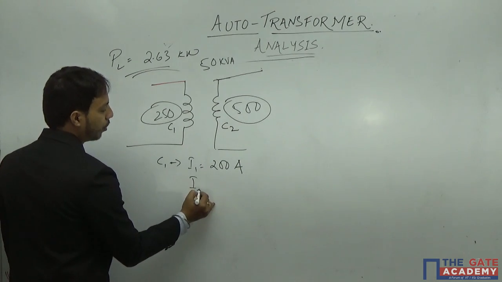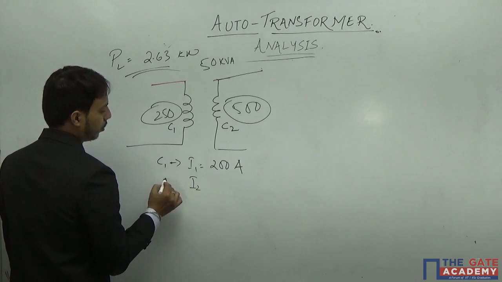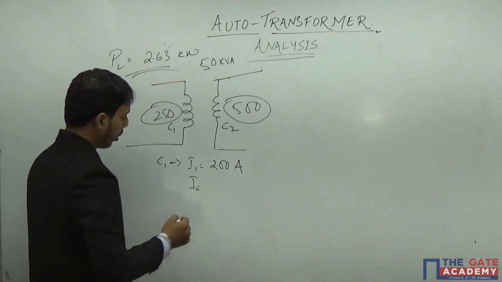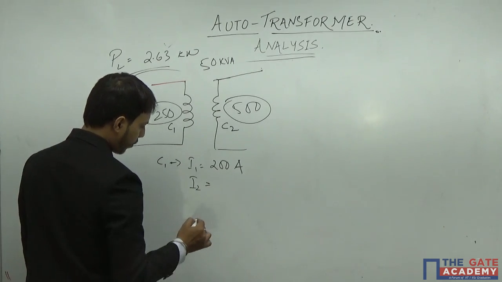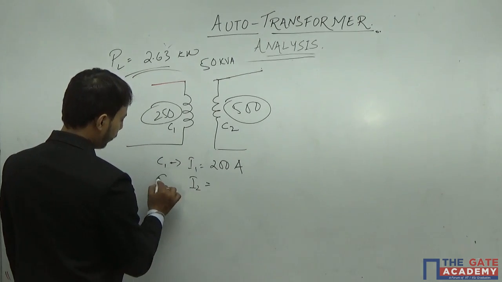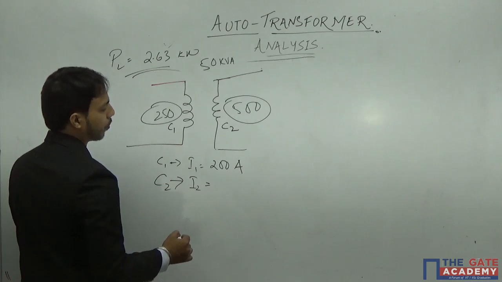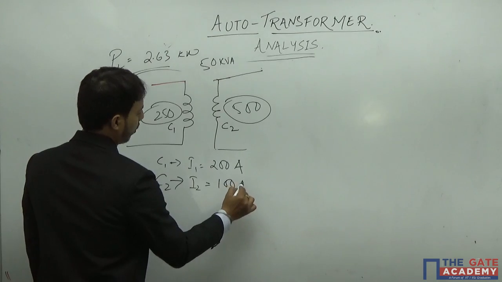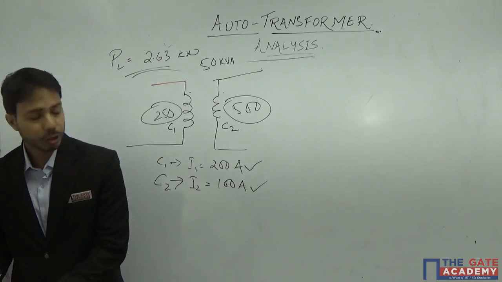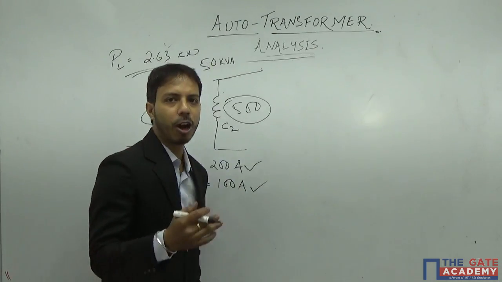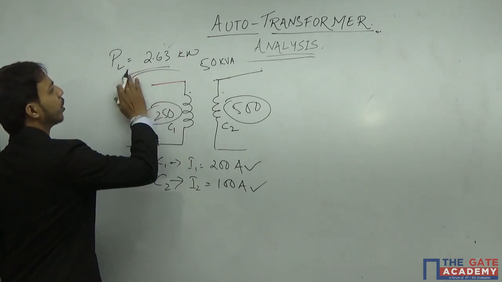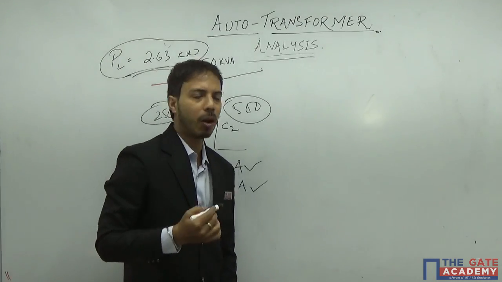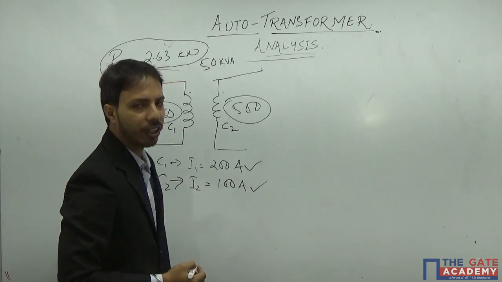And I2 will be having maximum 500 divided, that means 100 amps. So the power loss that we got here is 2.63 kilowatt. This is the power loss. Okay. Now let us reconfigure this again.